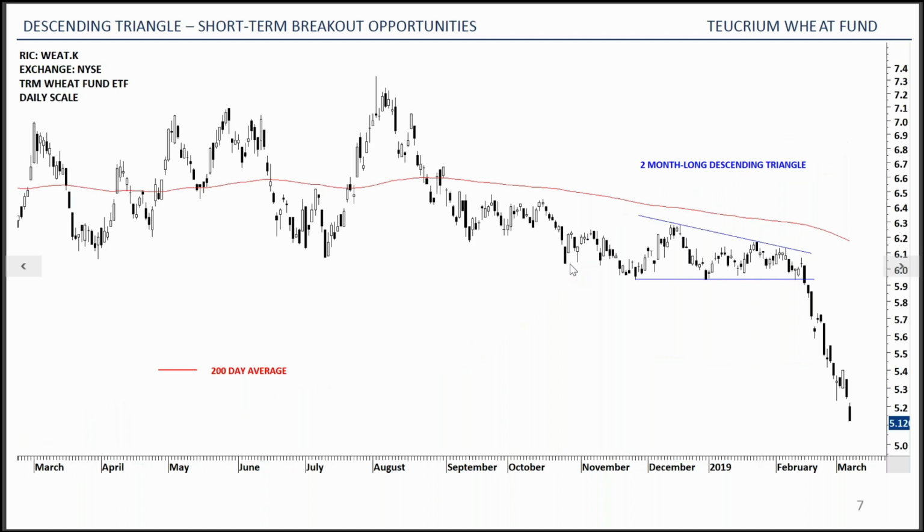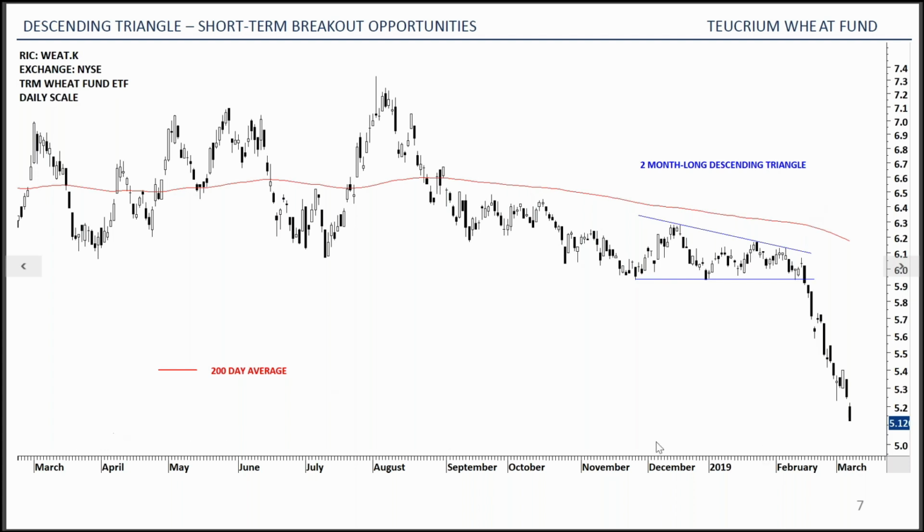Now this next chart was not discussed, but it's a good example to feature because the weekly scale price charts that we have highlighted in our weekly report have a similar setup. It's a wheat fund. You can see the 2-month long descending triangle. Now we're going to look at the descending triangles.